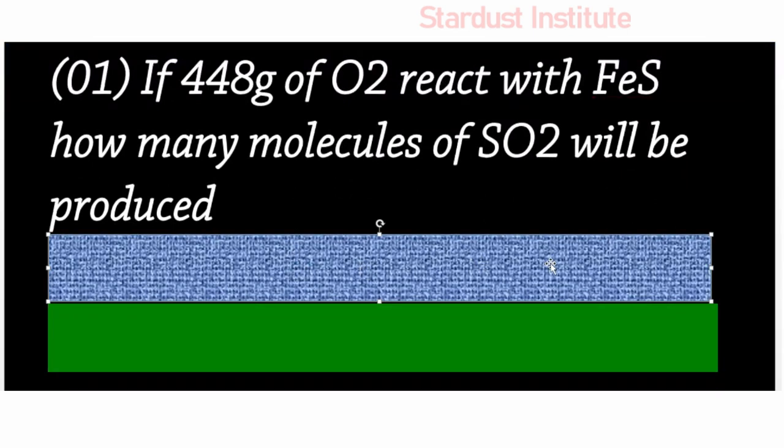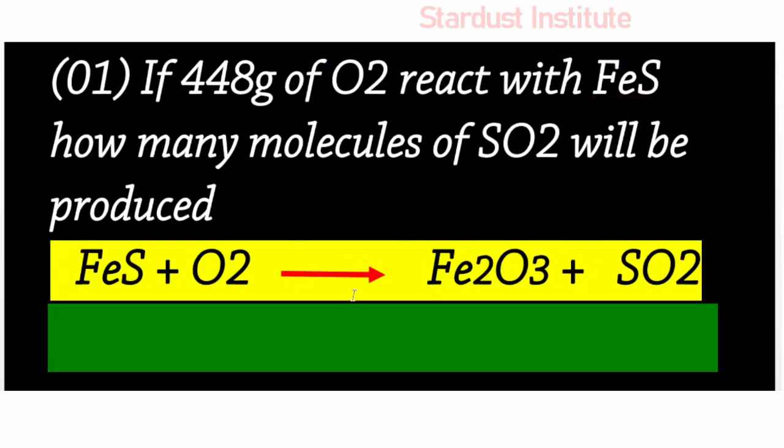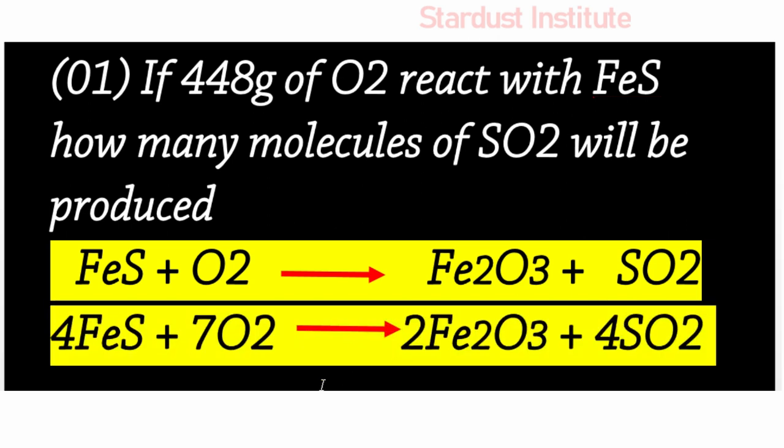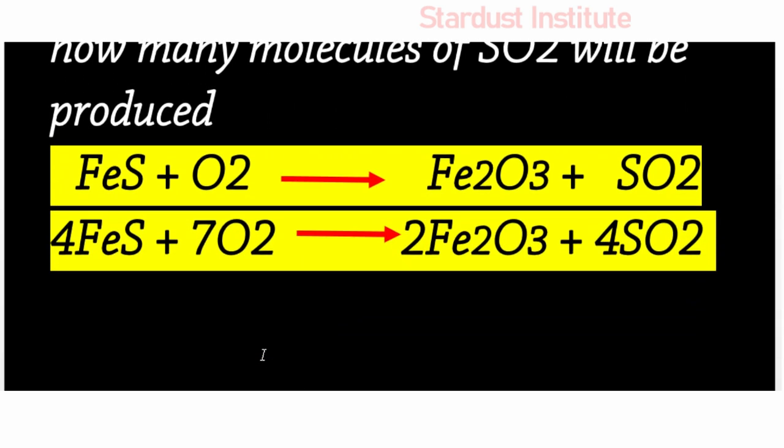Let's see the chemical equation. FeS plus O2 we get Fe2O3 plus SO2. This chemical equation is not balanced. Let's balance it. It will take some time for you to balance this chemical equation, so I have already balanced it. 4 FeS plus 7 O2 we get 2 Fe2O3 plus 4 SO2.